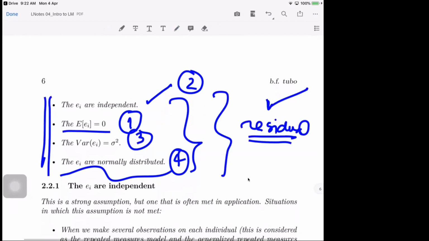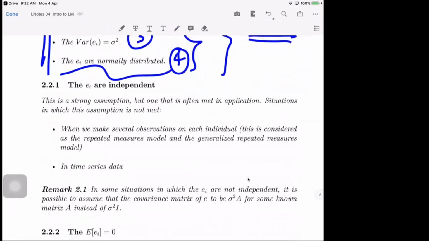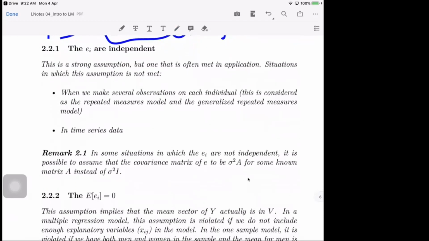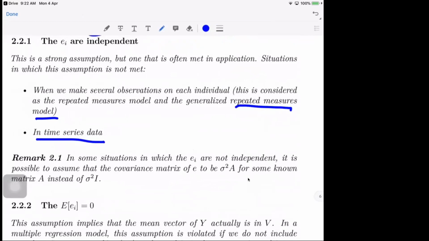So when we are able to check this and these assumptions are satisfied, then the assumptions about Y are also satisfied. Now let's discuss the meaning of the different assumptions. The e_i's are independent. This is a strong assumption, but one that is often met in applications. Situations in which this assumption is not met are when we make several observations on each individual, which is considered a repeated measures model and generalized repeated measures. When you have a repeated measures model, this assumption is usually violated. And with time series data, this assumption is usually also violated.